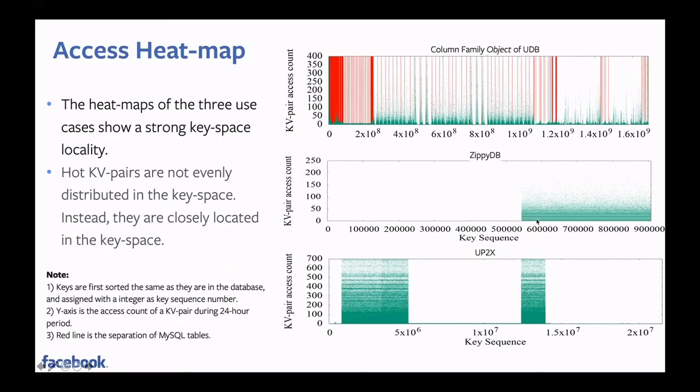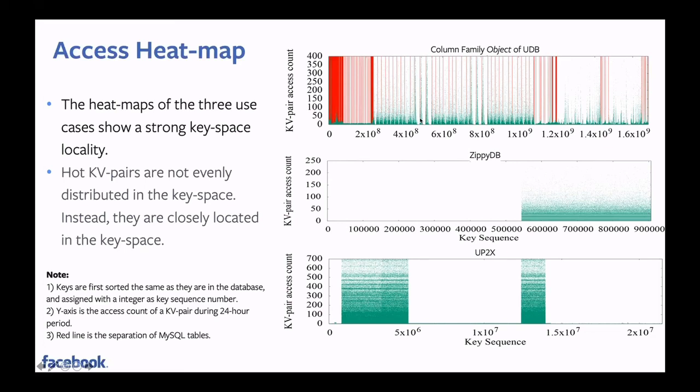Another pretty interesting thing we want to know from the workload is the locality of the key value pairs. What's the distribution of the hot key value pairs and the cold key value pairs, and what's the correlation between them in the key space? What we did is first dump out all the key value pairs from the DB instance and sort them in the same order as they are in the DB. Then we plot how many times they are accessed throughout, for example, 24 hours of tracing. Then we can see this distribution heat map.